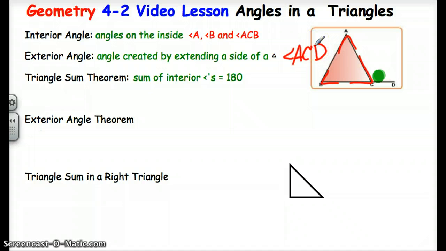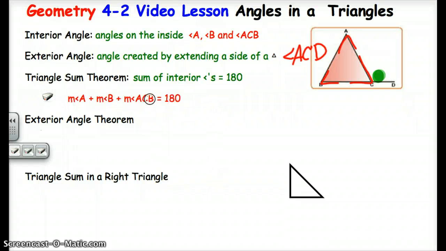The triangle sum theorem, you've learned this earlier in your education, equals 180. So when I add up the 3 angles in the triangle, they're going to equal 180. So my measure of angle A plus my measure of angle B plus the measure of angle ACB is going to equal 180.